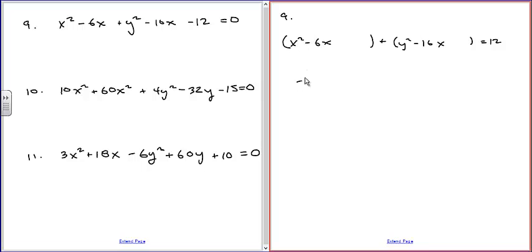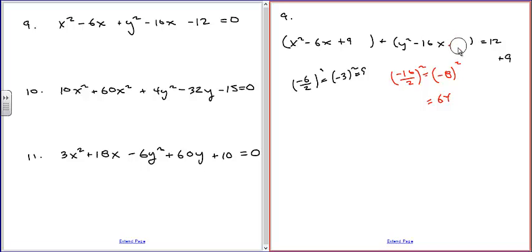Okay, so we go here, -6 divided by 2 squared. It's -3 squared, which is 9. So we add 9 here. That means we have to add 9 over here. Here we have -16 divided by 2. Square it. -16 divided by 2 is -8. -8 squared is 64. So we add 64 here. So we have to add 64 over here.